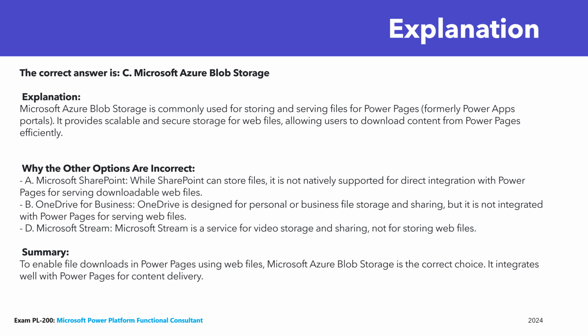A. Microsoft SharePoint. While SharePoint can store files, it is not natively supported for direct integration with Power Pages for serving downloadable web files. B. OneDrive for Business. OneDrive is designed for personal or business file storage and sharing, but it is not integrated with Power Pages for serving web files. D. Microsoft Stream. Microsoft Stream is a service for video storage and sharing, not for storing web files. Summary. To enable file downloads in Power Pages using web files, Microsoft Azure Blob Storage is the correct choice. It integrates well with Power Pages for content delivery.